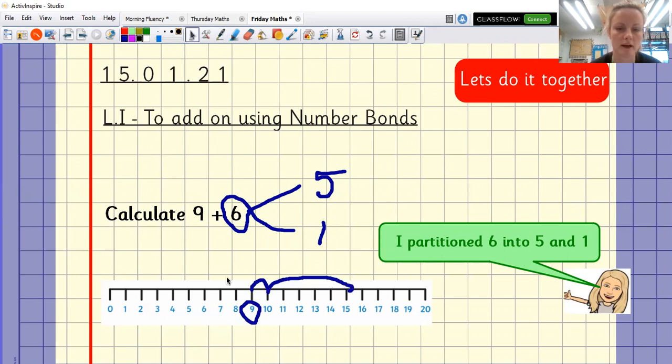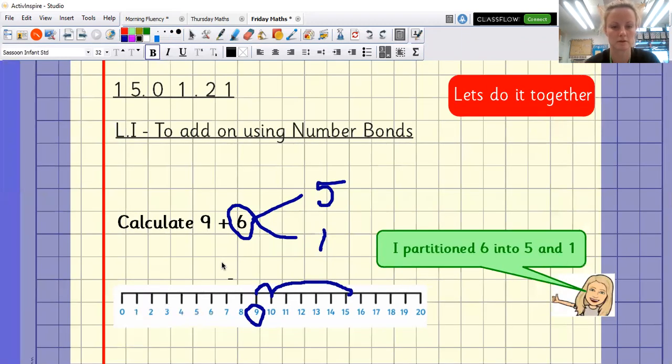So you can see plus 1 here, and then I've done plus 5 over here. The reason I chose to do 1 is because I wanted to make 10 before moving on, before adding more on, because that makes it a bit easier for me.